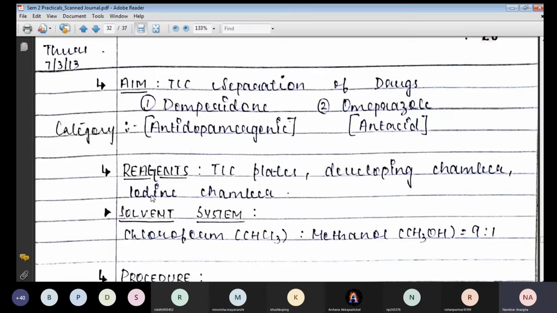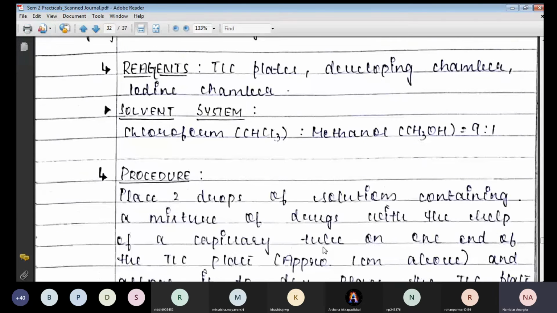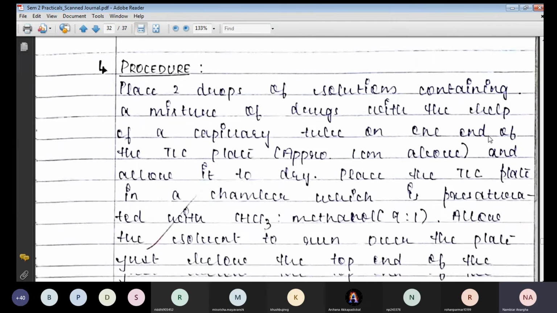Now, our solvent system in this case is chloroform and methanol, in the ratio of 9:1. That is 9 ml of chloroform and 1 ml of methanol. Everything is the same. We will be preparing our samples, that is domperidone and omeprazole. Then we will again be spotting the samples in a similar manner with two standards and one mixture, everything the same.